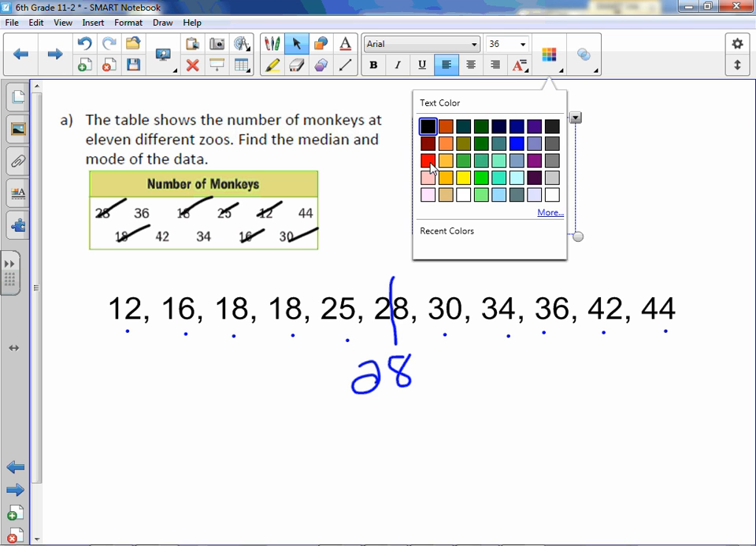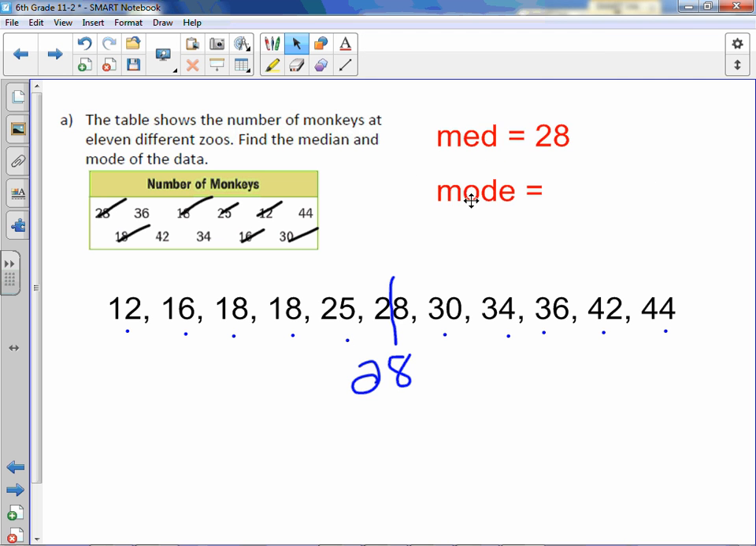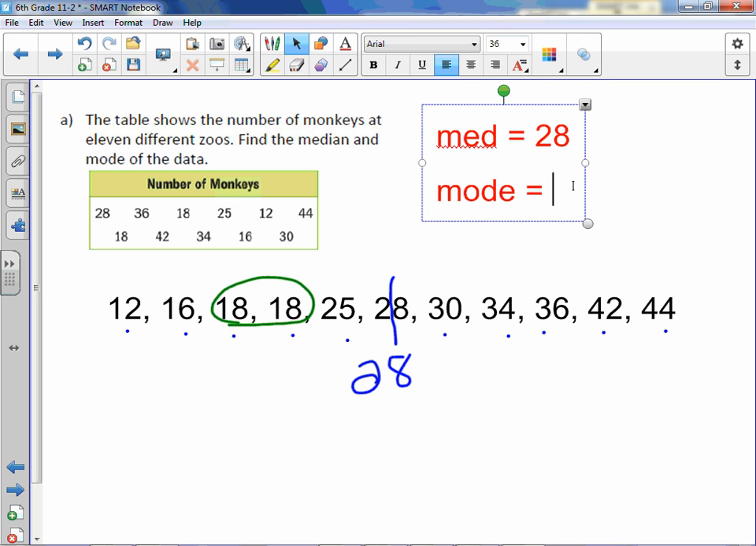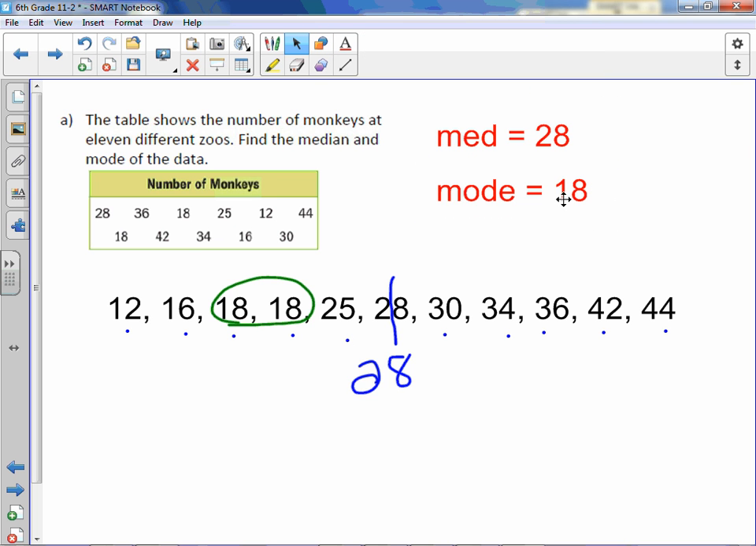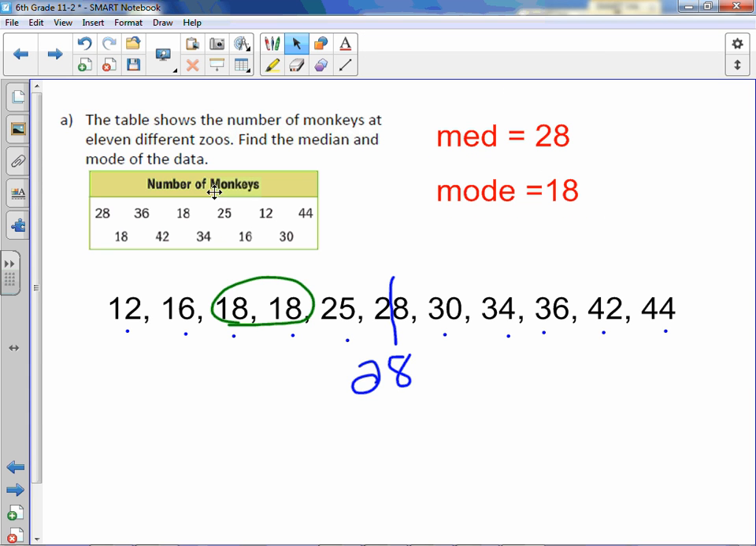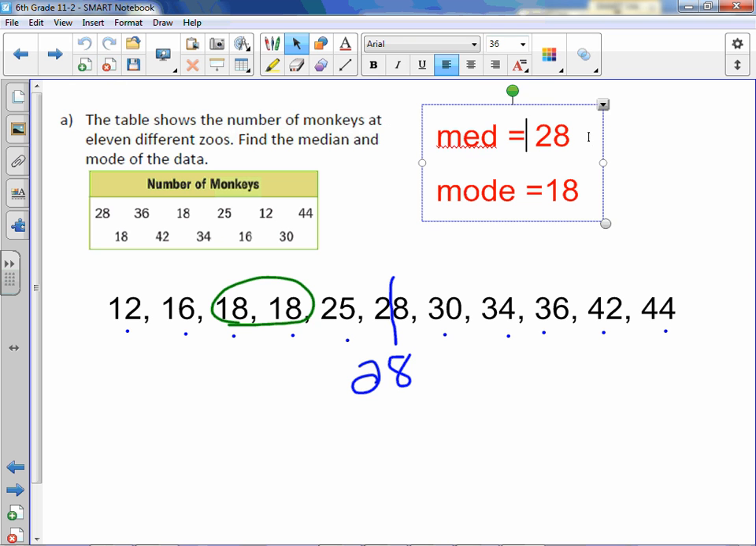Now the mode is the number that occurs most often. So if we take a look at our numbers here, are there any numbers that are repeated and occur most often? Well, it looks like I have 2 18s and no other number repeats, so the mode is 18. So that's the median and the mode of the set of data. And this would actually be monkeys.